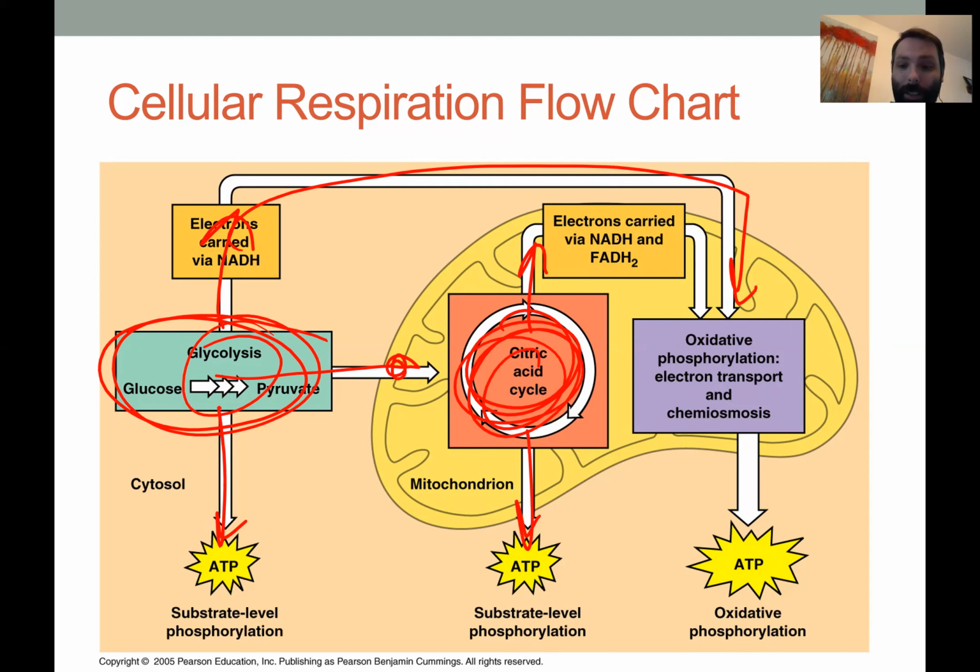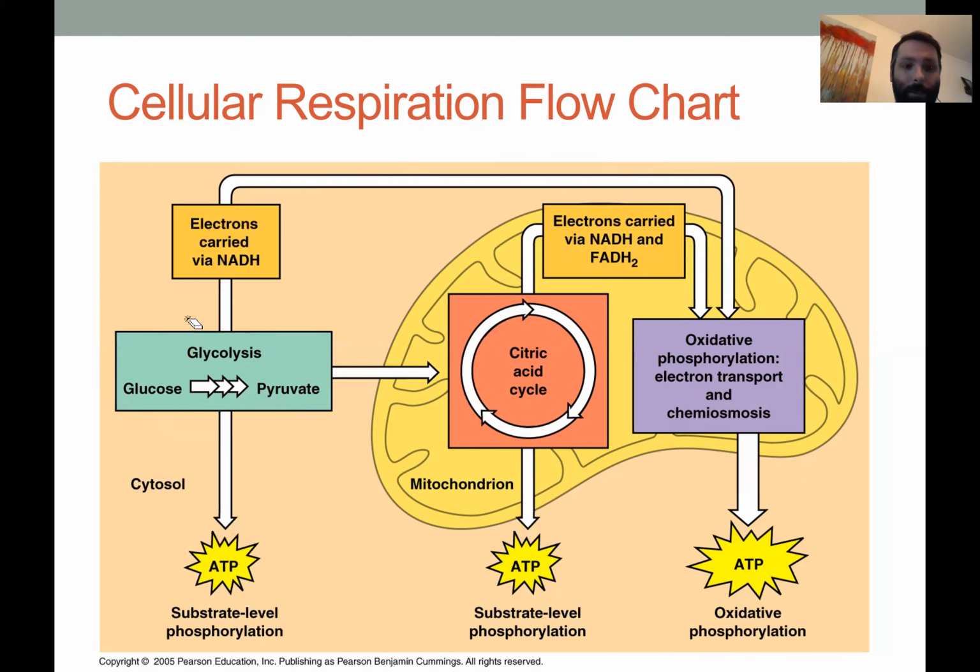The electrons are the stars into oxidative phosphorylation, where we just start pumping them through the electron transport chain to get a lot of ATP out of that, right? And so again, if you can explain this picture, just like the photosynthesis summary, then you're gonna be doing just fine.